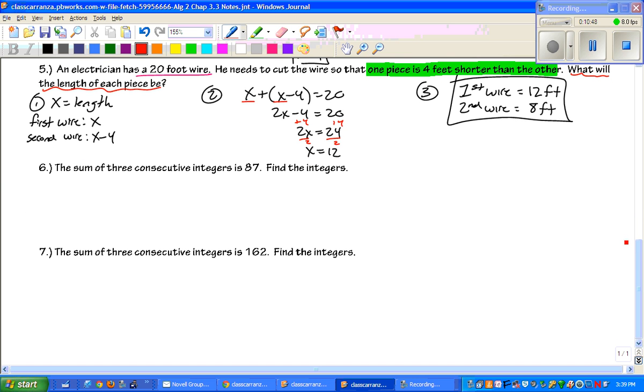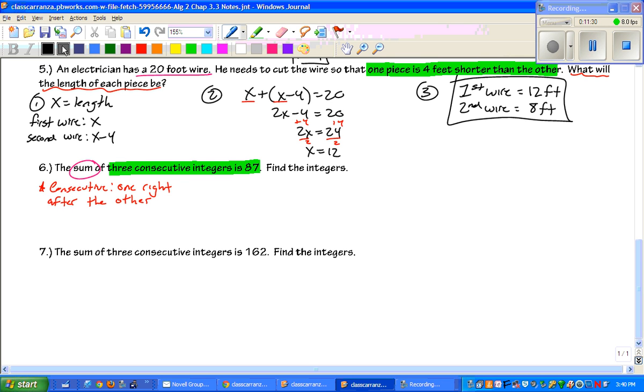Number 6. Number 6 is saying the sum of 3 consecutive integers is 87. Find the integers. Now, consecutive, it's saying that they're next to each other. Okay? And sum is a keyword because it's telling us that we're adding. Okay? So here's my little note right here. Consecutive means one right after the other.